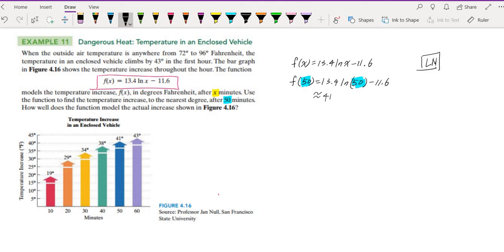They want you to say how well the function models the actual increase shown in the graph. You look at this graph at 50, right here. You look at the output, and this number is 41, which is exactly the same. So they are exactly the same, which means this model is really accurate, because it's an exact match. That is how to do this question.